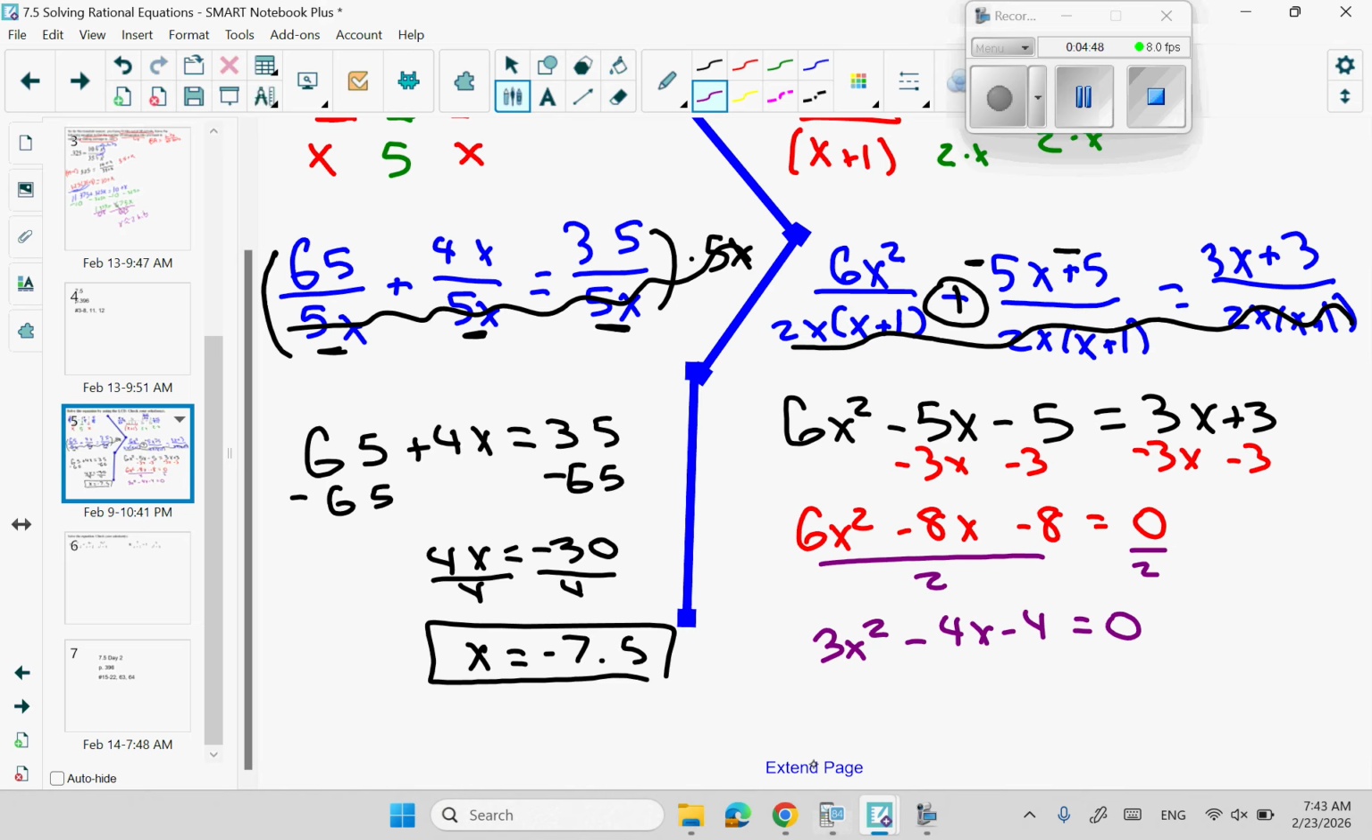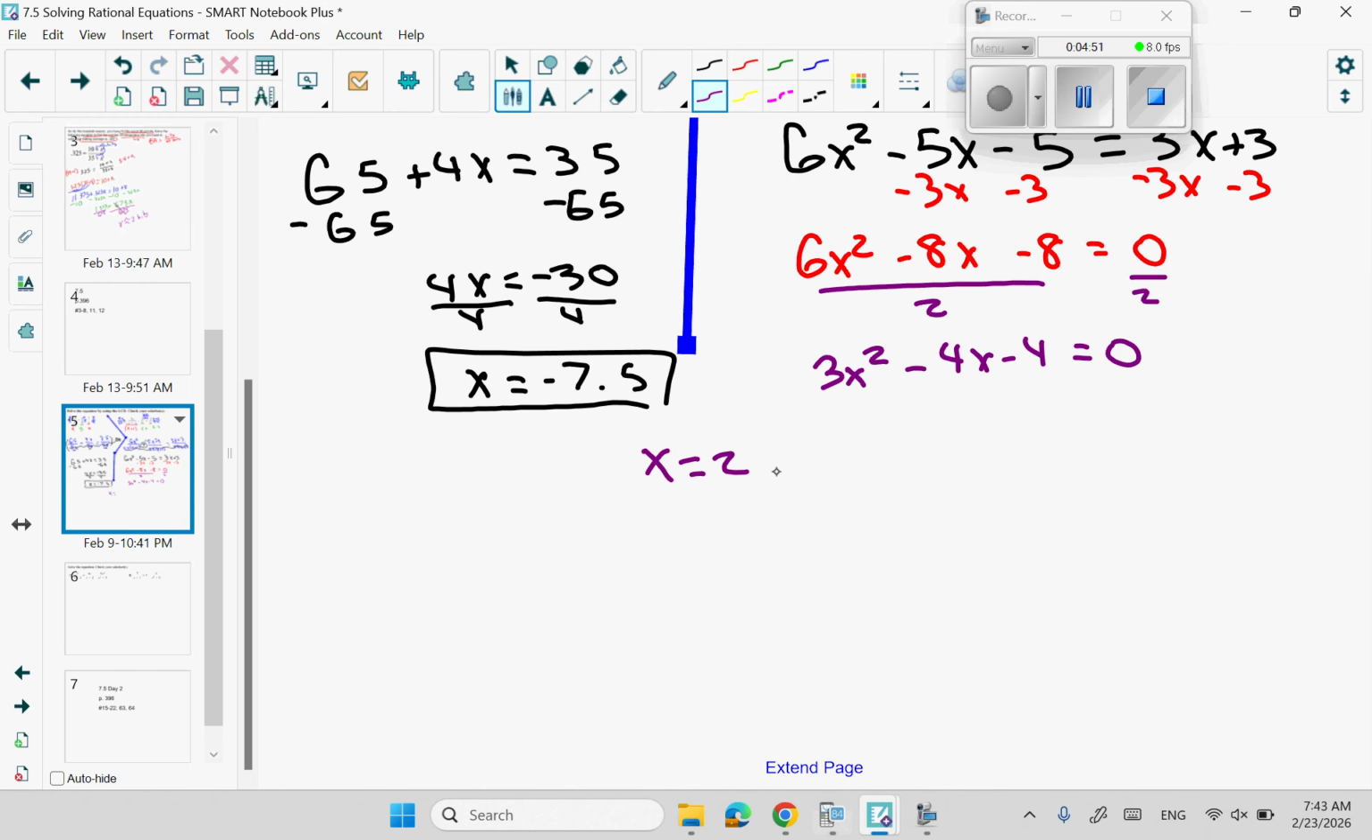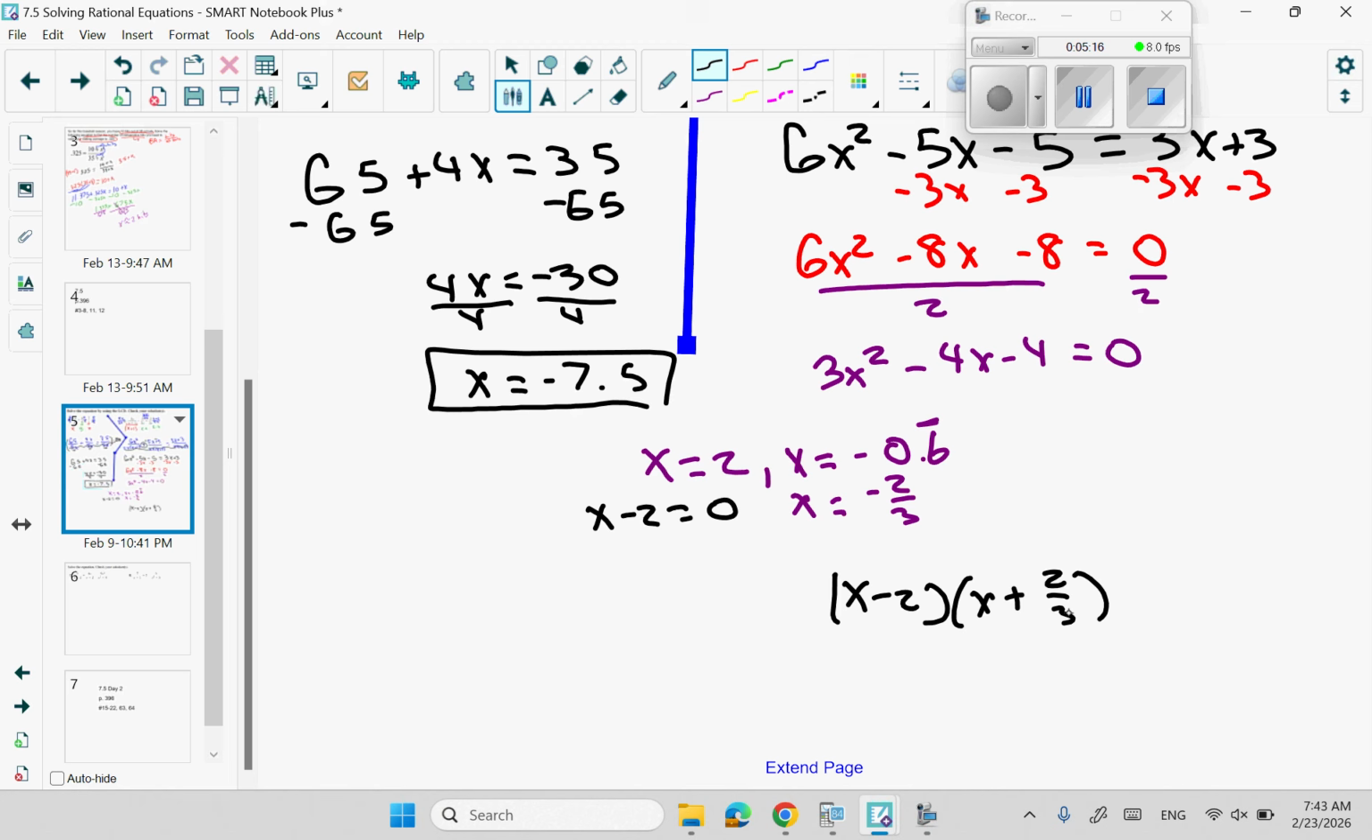So we know that x equals 2 and x equals negative 0.6 repeating. Well, this is actually negative 2/3. So let's think about this. If I were to write those as parentheses, I need one side equal to 0. So this is x minus 2 equals 0. And this would be x plus 2/3. But this one looks kind of goofy. You don't really want to have fractions in here. So I can multiply both values by 3. So 3x plus 2 and x minus 2.